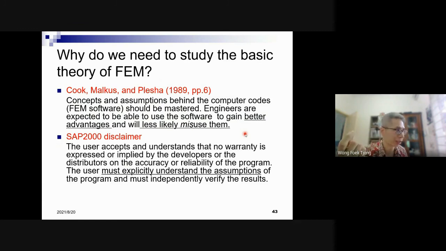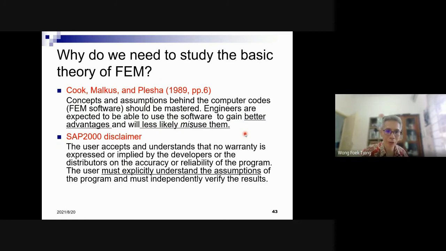So learning finite element is one way to know what's going on behind the software, right? So if you find the software doesn't work for some reason, you will more likely have the knowledge to fix it.